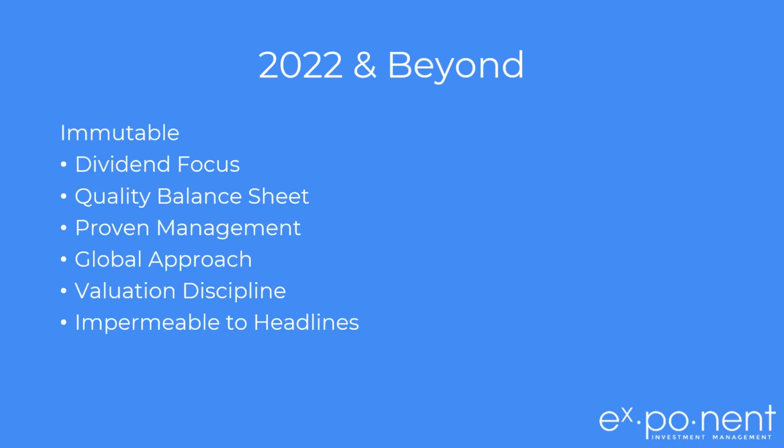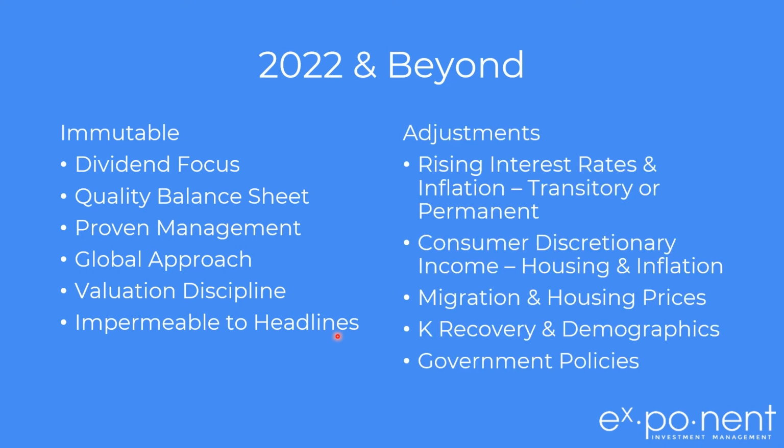What are the things that we're focusing on for 2022 and beyond? What remains immutable? Dividend focus. We want to see companies that are rewarding shareholders, ideally by dividends, with quality balance sheets, not too much debt. In these low interest rates, obviously a lot of companies are taking on debt because it's so cheap. Proven management, meaning the business model is proven, but it's still being worked on and improved over time. Global reach. It's a lot easier to run a business if you've got a global marketplace. Valuation. We don't want to overpay for assets, and we want to stay away from running portfolios based on headlines or political risk.